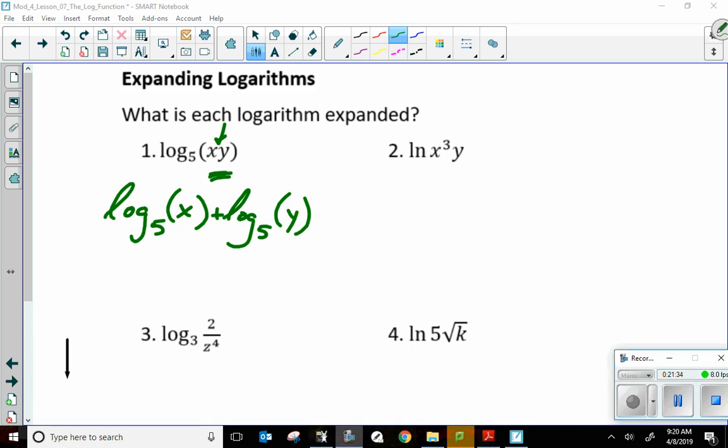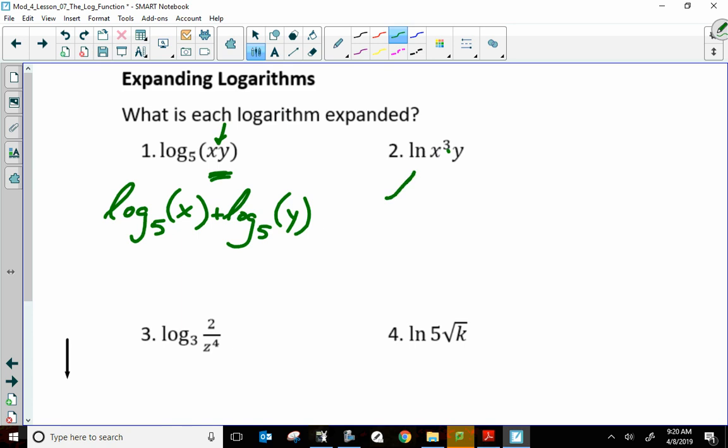All right, the next one, number 2, ln, big whoop-de-doo. ln is a log. The same rules apply to it. I am multiplying x cubed times y. So it's the ln of x cubed plus the ln of y. But what's my rule about exponents? Don't they come out front? So it's 3 times ln of x plus ln of y.